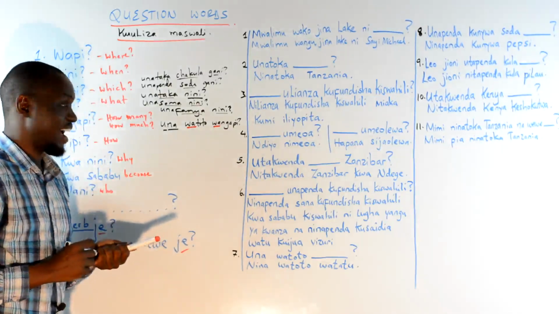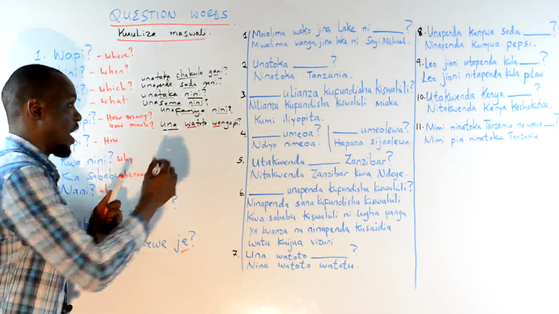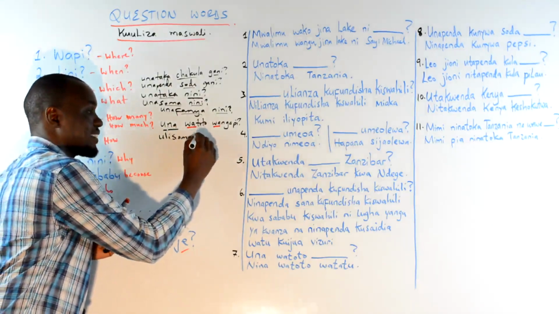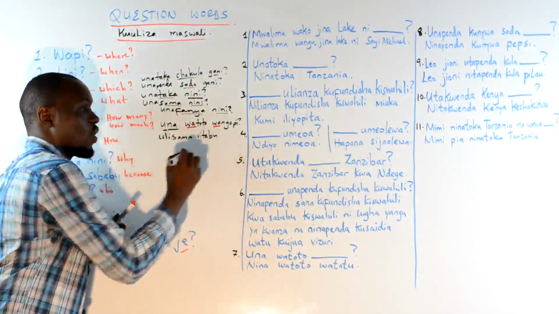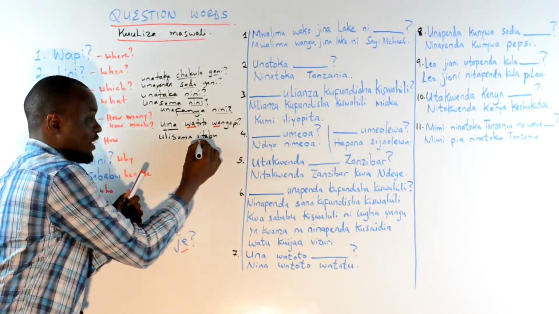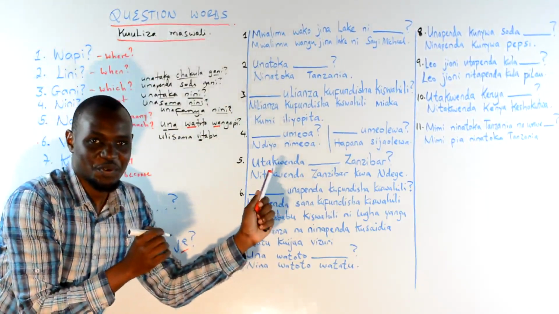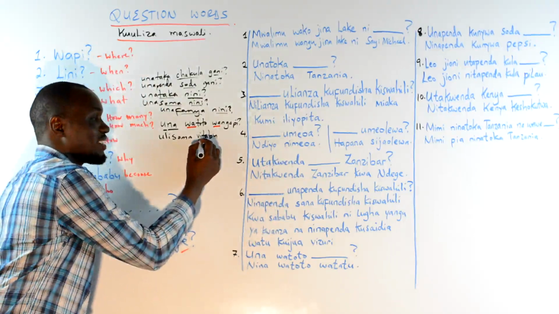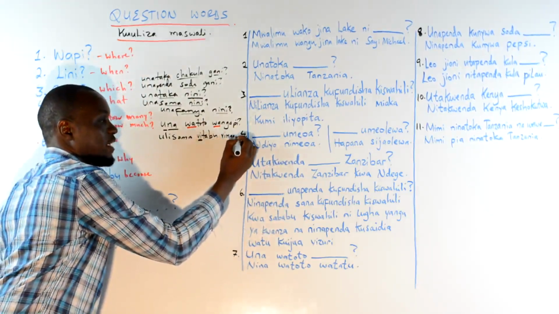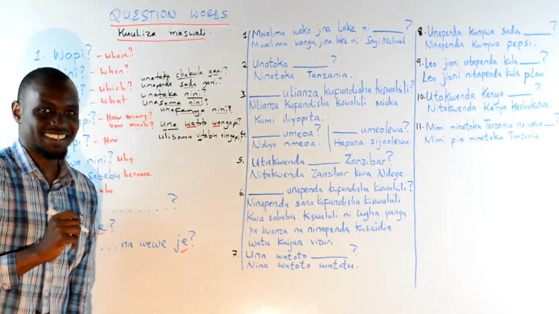Another example, how many books did you read? Will be ulisoma vitabu vingapi. So vitabu, ulisoma vitabu. How many will be? It follows the noun, so it will be vitabu vingapi. Ulisoma vitabu vingapi. Right?